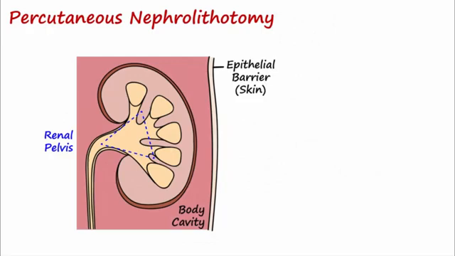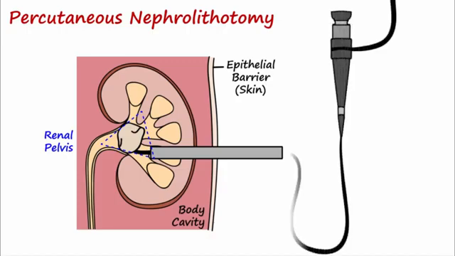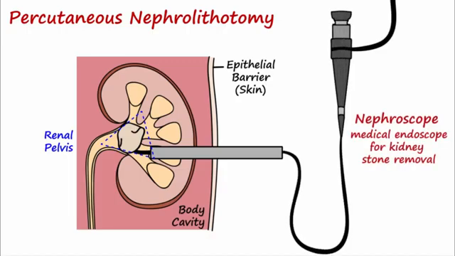Treatment for large stones often requires a surgical procedure known as percutaneous nephrolithotomy, where a small hole is made in the back to access the kidney. A camera is inserted through the hole and allows for visualization of the stone, which is then pulverized using ultrasound, lasers, or a pneumatic device.